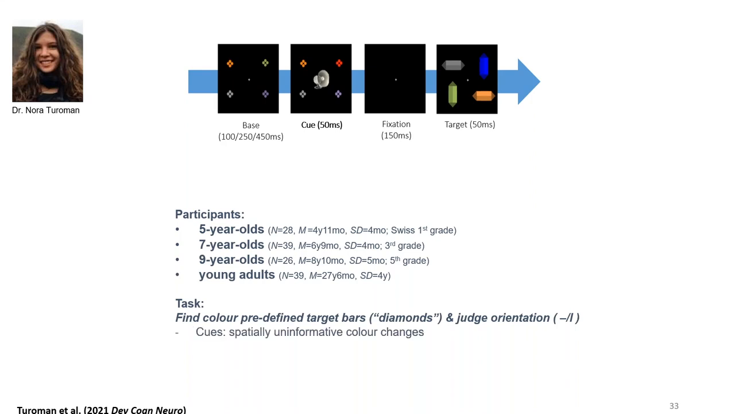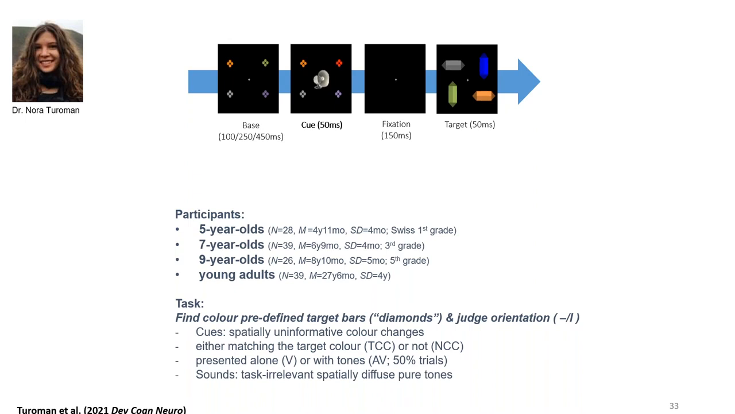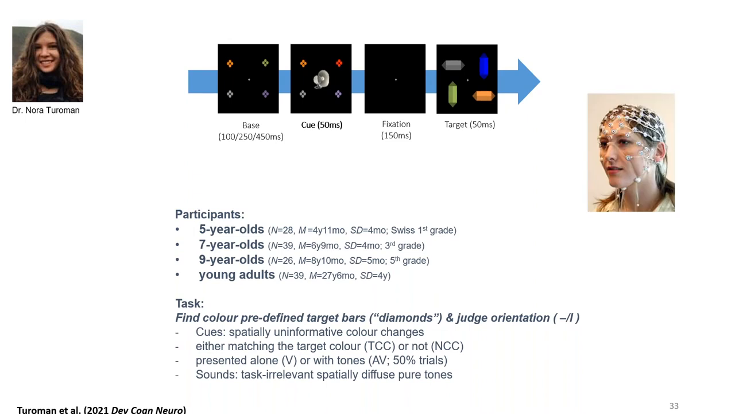There would be an informative color change that would either match the target color or not, as demonstrated here. But on 50% of trials, those color cues would be presented either alone or together with tones. And those tones would be completely irrelevant to the task of searching for diamonds, and also spatially uninformative, so they would offer no information about the likely location of the target diamond. Of course, we recorded EEG. Today, I'll only talk about the results from the two younger groups, just to save a little bit of time.